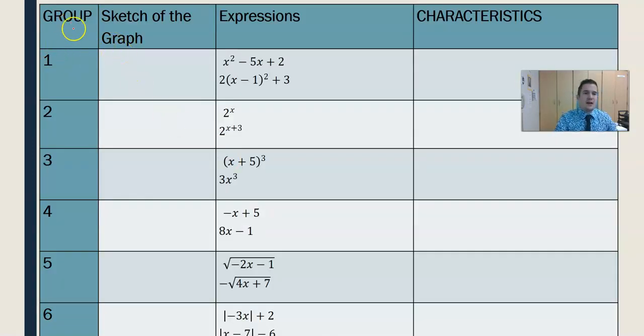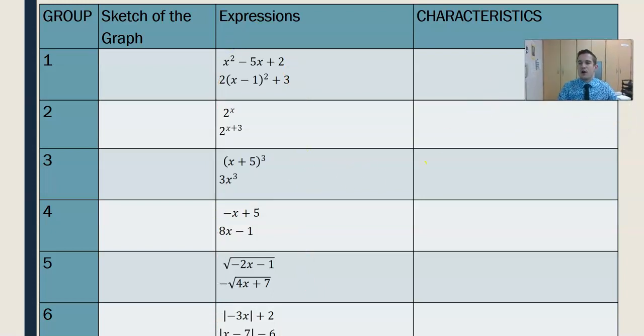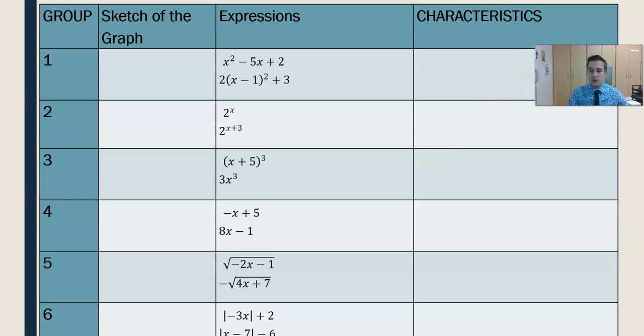Basically, I'm going to give you a bunch of equations right here, and you're going to graph them and then see what they have in common. I've already grouped them together for you. But what I want you to do is hopefully pause this video, go into Desmos or a graphing calculator, graph these different equations, and see what you notice.